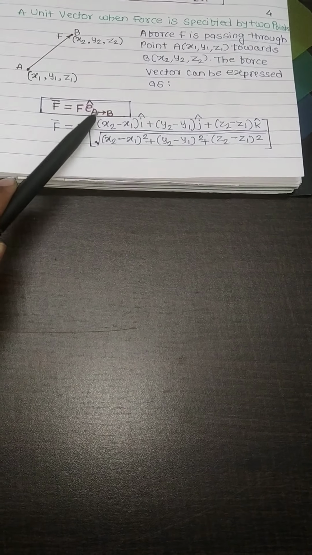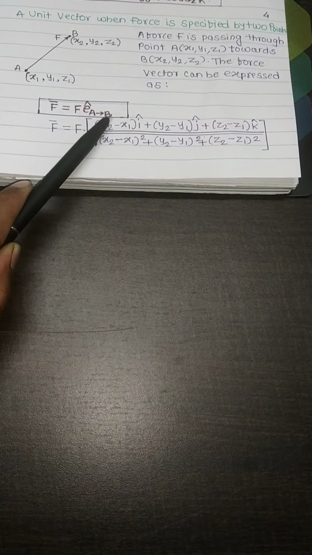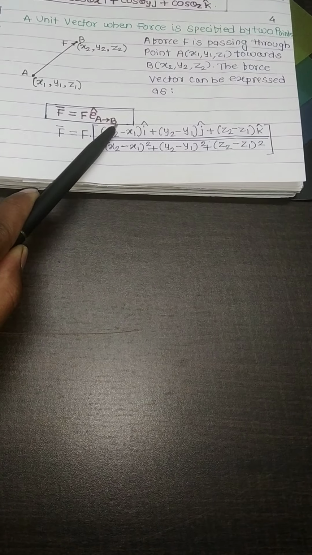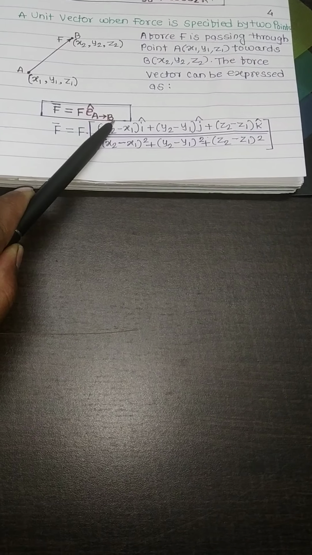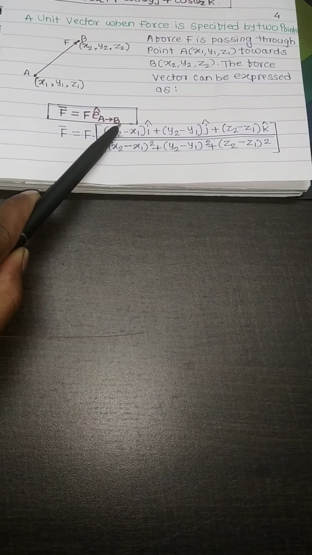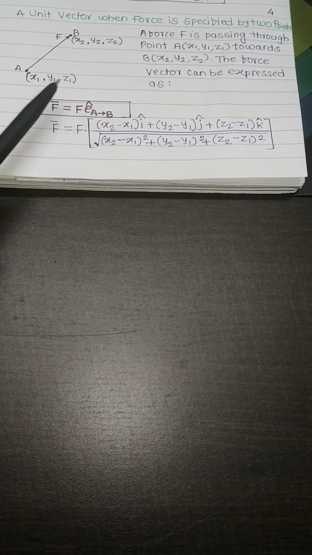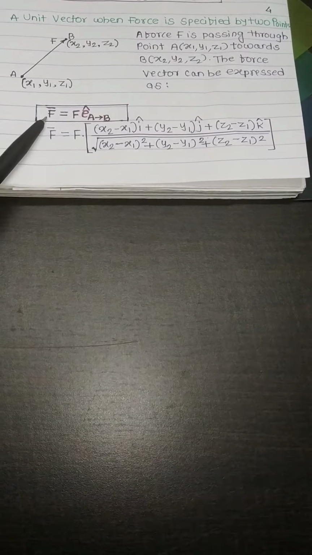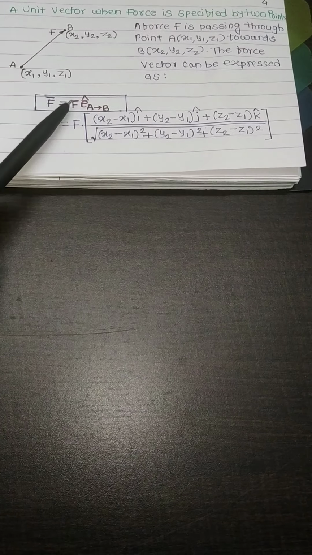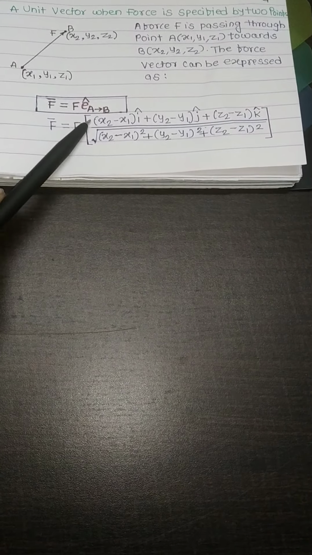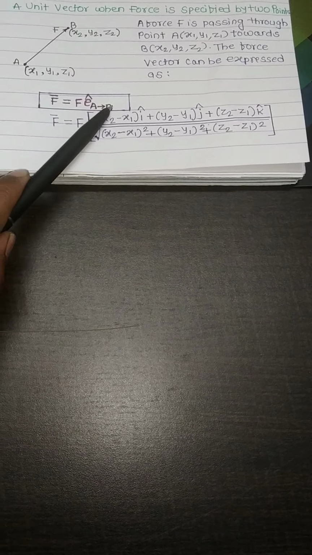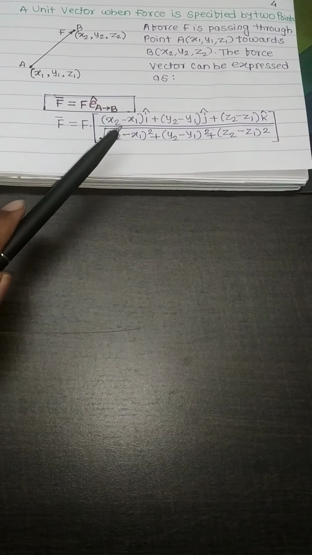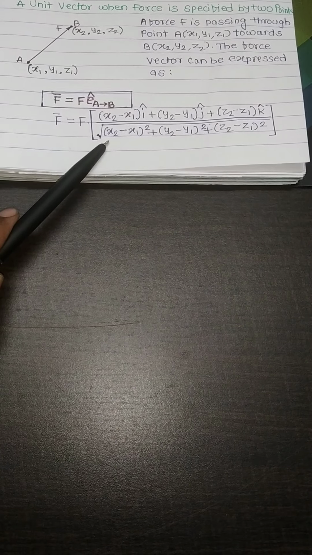With this, you can see that a unit vector from A to B is expressed. Initial point A is defined as origin and the last point is defined as the end point. I hope you understand the concept of a vector when it is passing from one point to another point, expressed as magnitude of the force into unit vector from point 1 to point 2, or origin to end point. So let's see one numerical based on this topic.